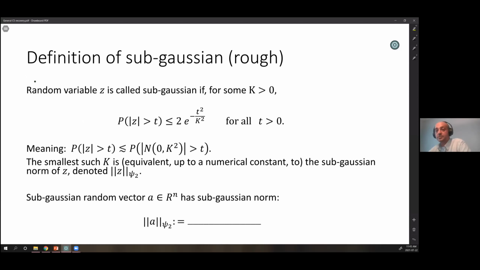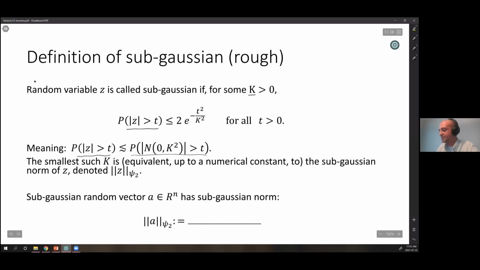All right. Okay, so let me define sub-Gaussian, or at least roughly. A random variable first is called sub-Gaussian if there is some constant k so that its tail bound, the probability that z, that random variable, is bigger than t, goes like e to the minus t squared over k squared. And the intuitive meaning here is that it's dominated probabilistically by a normal random variable with standard deviation k. The smallest such k is roughly what we call the sub-Gaussian norm. In fact, that's not quite the definition, but it's the intuitive part of it. And it's equivalent up to a constant to the sub-Gaussian norm. So if you see this norm psi2, that's the sub-Gaussian norm, and we'll see it a few times coming up.